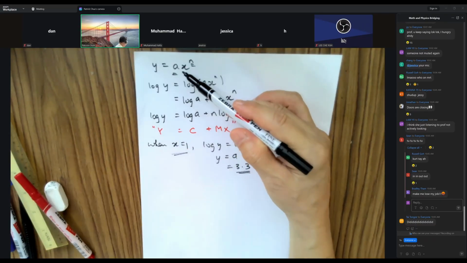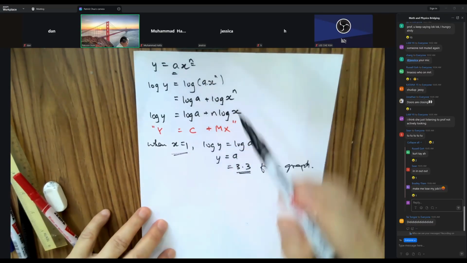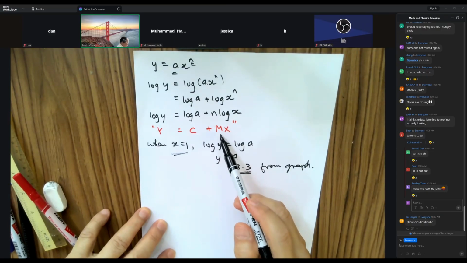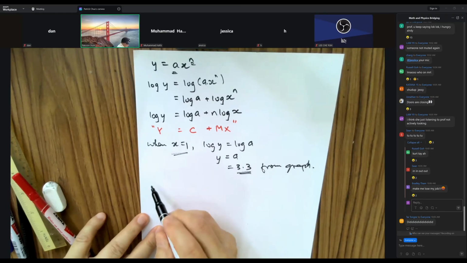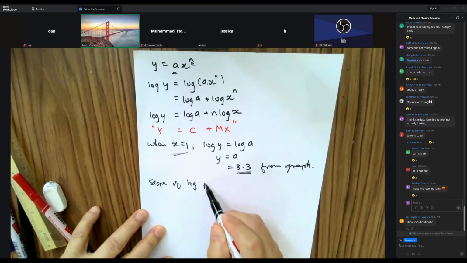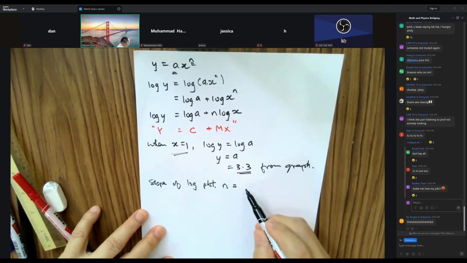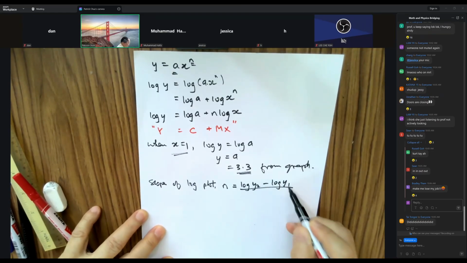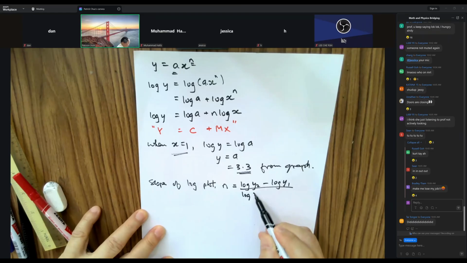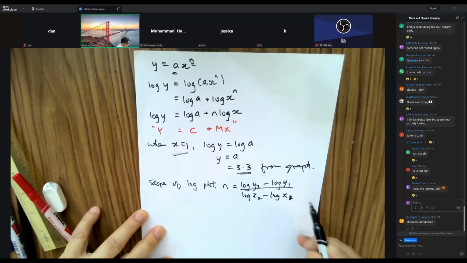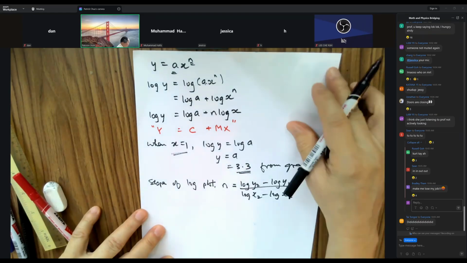Very useful information. Now, what's your N? N is actually the slope of your straight line on your log graph paper. We call it the slope of the log plot. From your graph, it is log of y2 minus log of y1, over log of x2 minus log of x1. It's just taking the slope from your log graph paper.